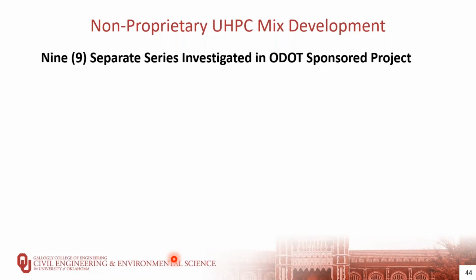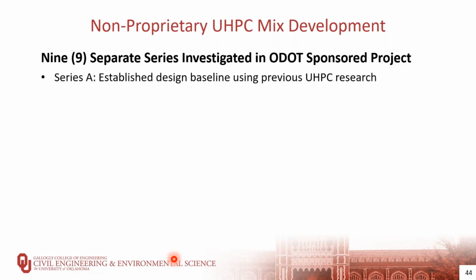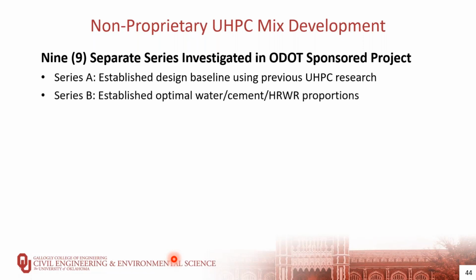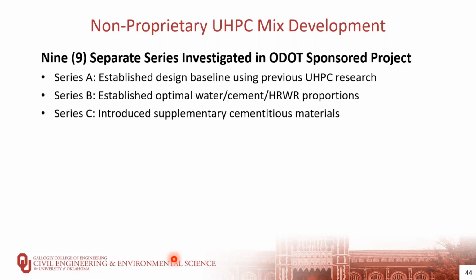separate series in our ODOT project to consider some of the different variables that we've discussed in the previous slides. And we started with a baseline mix design from previous UHPC research, so very similar to the mix that was shown on the previous page. But we found very quickly that with the materials we had, we were not able to replicate those results immediately. So we then moved on to looking at the optimal water content, cement content, and high range water reducer proportions to get the flowability properties that we were looking for. And then to look at introducing supplementary cementitious materials to replace some portion of the cement that was required to get the compressive strength that we needed.